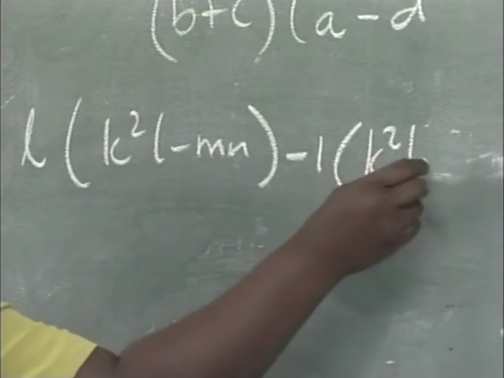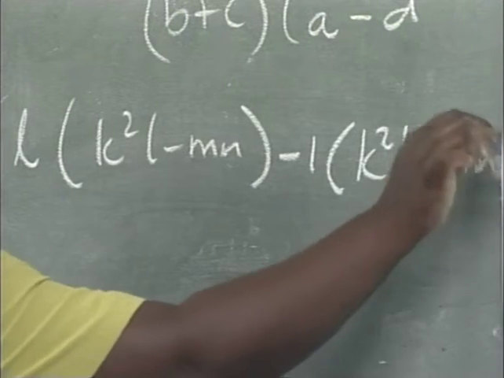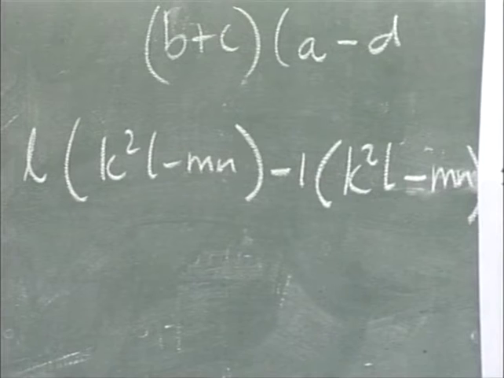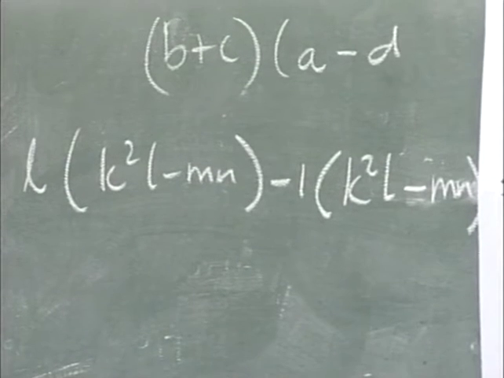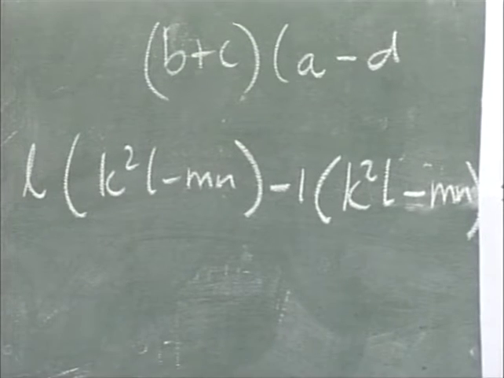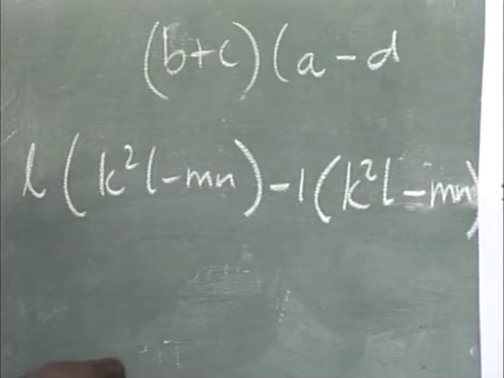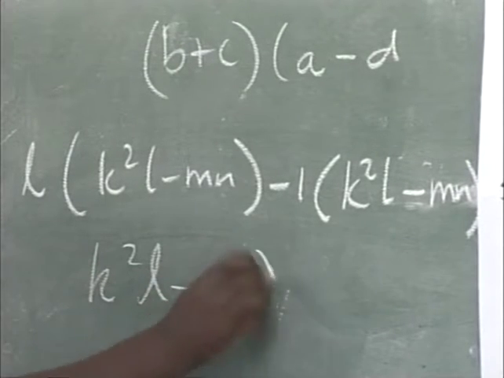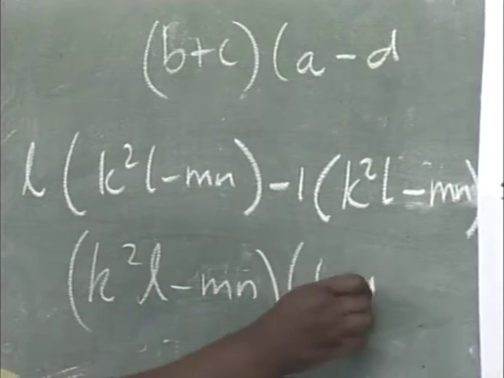All right, if you find that there is no common factor, remember that all terms have a common factor, which is 1. 1 is a common factor to every term. So if there's nothing there, then you'll have to remove negative 1 because of the negative sign there. So the answer is k squared L minus mn multiplied by L minus 1.